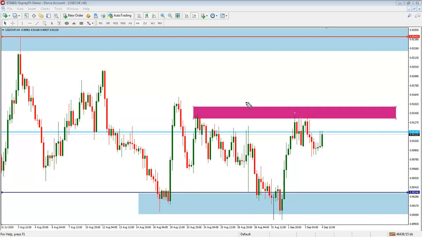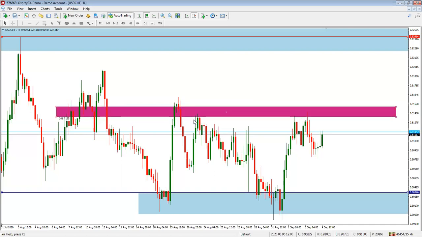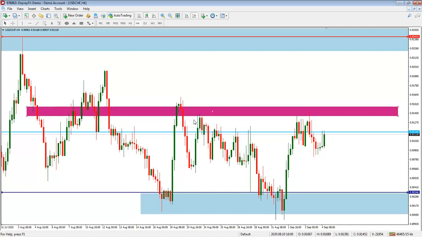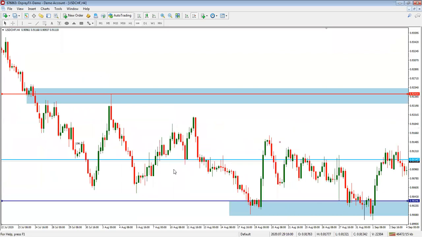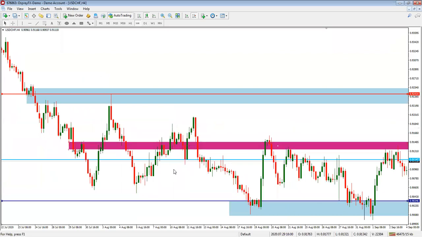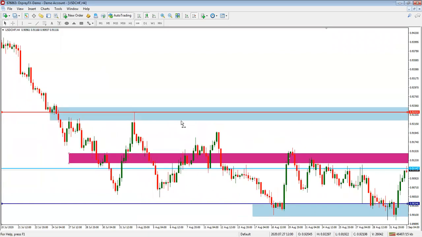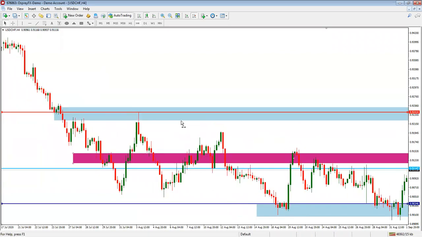Also, what we can do, we can extend this to the past. If I extend it, it will be a little bit clearer. Can you see that this level was used as some sort of support, then broken, then broken again. I can't say this is a strong level because for me, it's been broken quite a number of times. So I wouldn't use this as a strong 4 hour resistance.